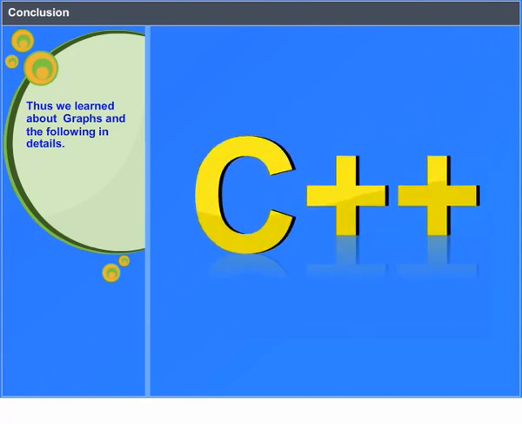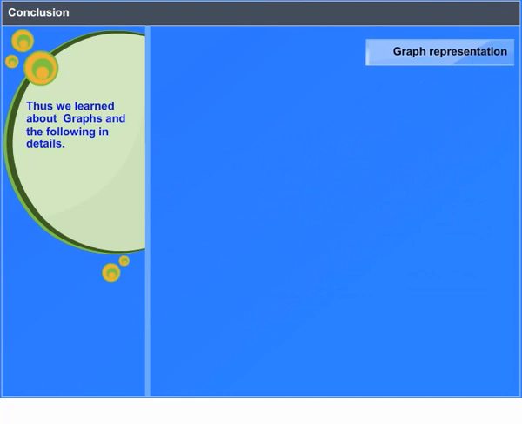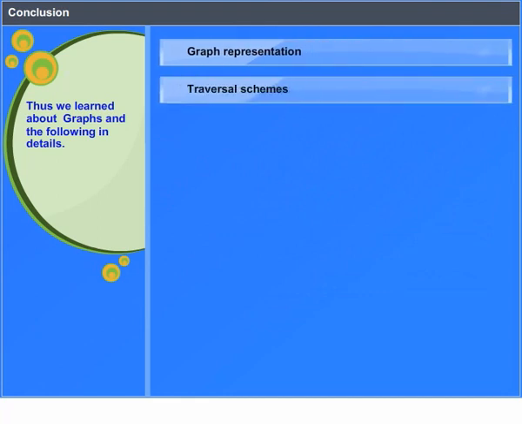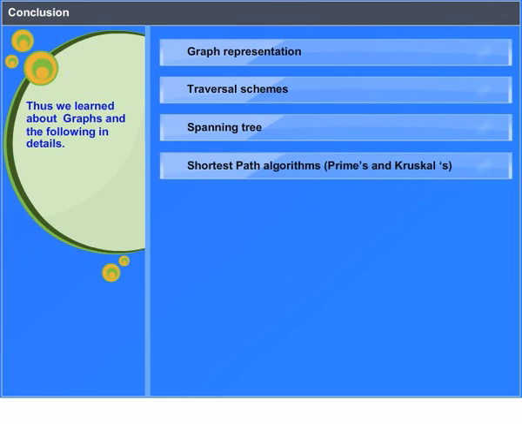Thus we learned about graphs and the following in detail: graph representation, traversal schemes, spanning tree, shortest path algorithms, Prim's and Kruskal's.